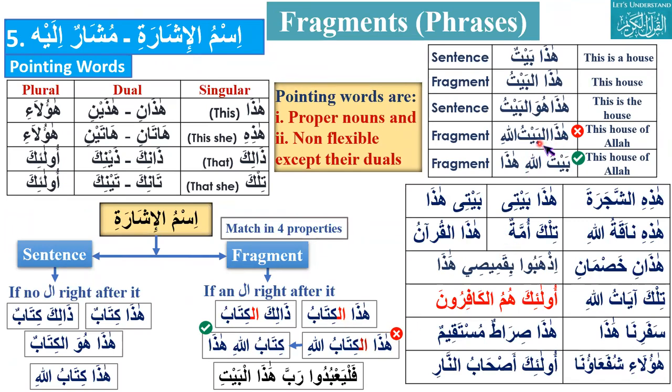Come here. Hazal baytullahi is grammatically wrong. Then what did we do to correct it grammatically? Because we made al Baytullahi, which is grammatically wrong, we make it Baytullahi haza. We took haza to the end. That's why it is a fragment. There is a reason that we take haza at the end, as you said: haza al Baytullahi, this house of Allah.